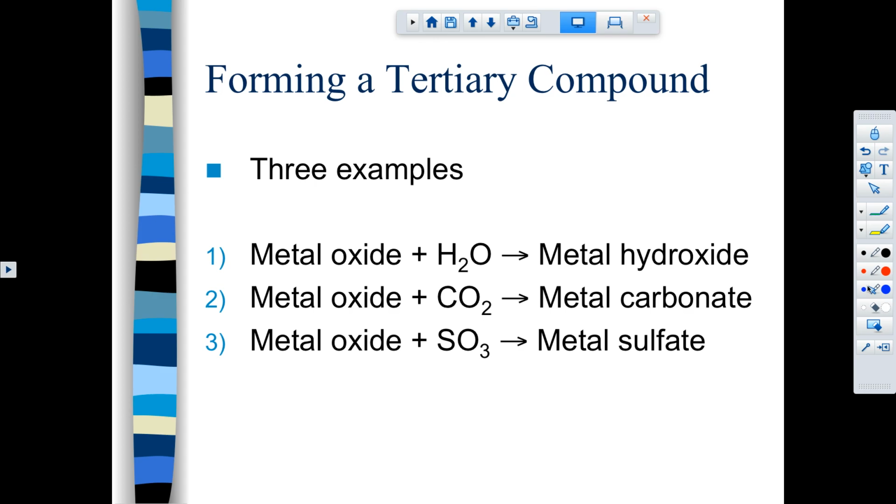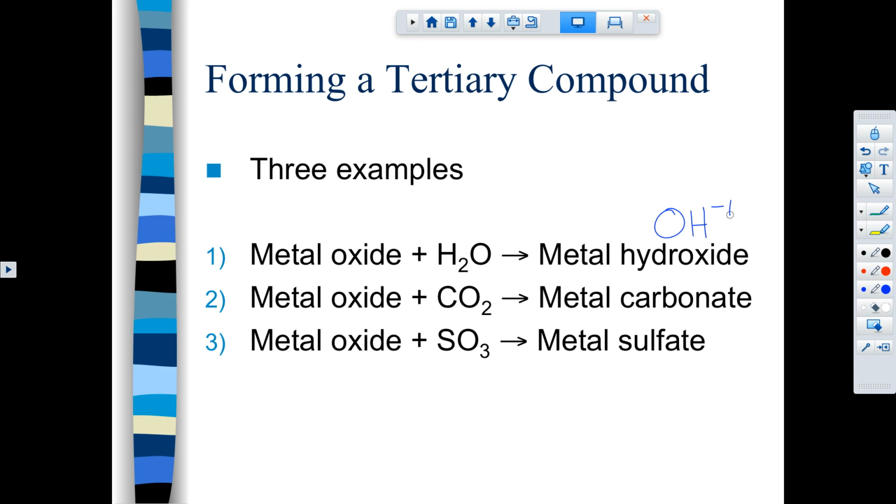Notice on the first one you have water and you're going to make a hydroxide. Well, think about what's the formula for hydroxide. So remember, hydroxide, one of those polyatomic ions, it's OH and it's -1. So OH, very similar to H2O.